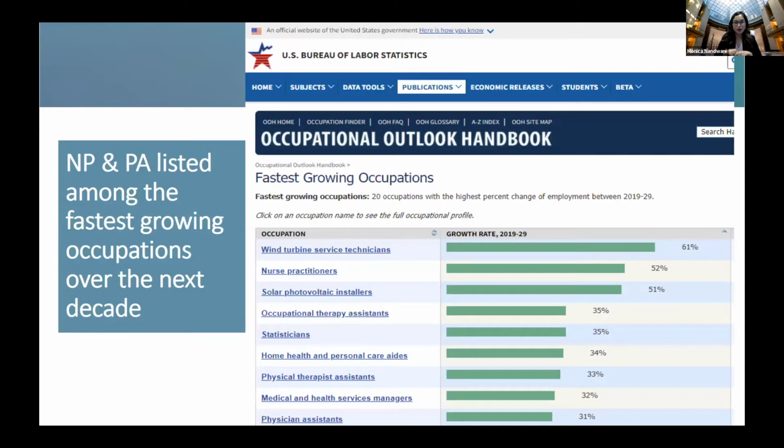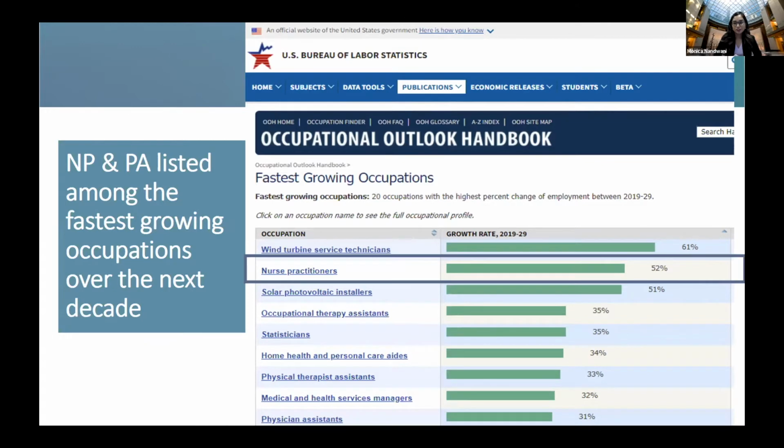Now let's contrast that with the projected growth for NPs and PAs. If you look at the U.S. Bureau of Labor Statistics website and their Occupational Outlook Handbook, they list the 20 fastest growing occupations in the United States. These are the 20 occupations with the highest projected percentage change of employment over the next decade, between 2019 and 2029. Nurse practitioners are second only to wind turbine service technicians, with a projected growth of about 52%. Physician assistants come in at around ninth, within the top 10 growing professions, with a projected growth of about 31% over the next decade or so.